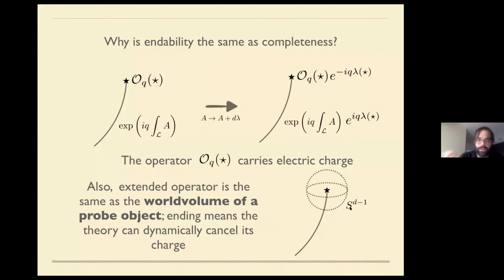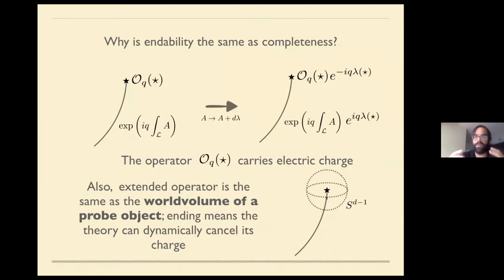So the Hilbert space, if you try to do that, is empty unless there are dynamical degrees of freedom in the theory that can say, oh, you're putting a charge Q, so I'm going to get charge minus Q so that you satisfy Gauss's law. So in other words, very generally, having operators being able to end means that the charges that these operators carry can be canceled by dynamical degrees of freedom of the theory. And that's why this is the proper way to define completeness here.